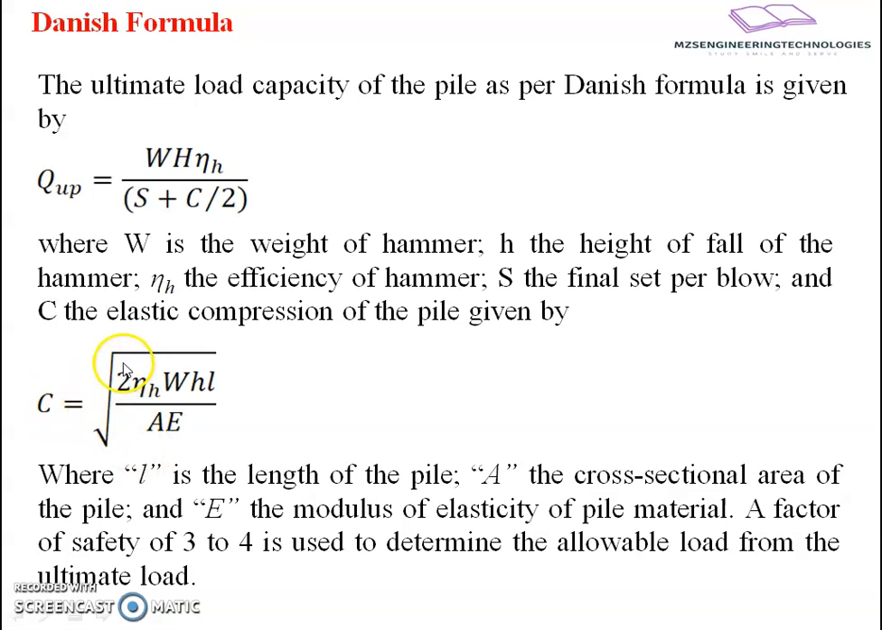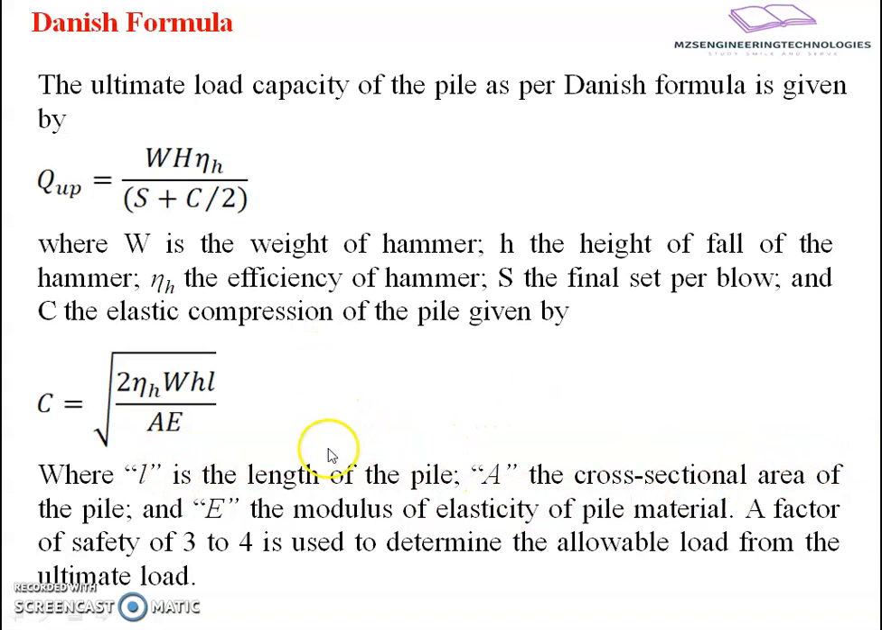So C is equal to under root of 2 eta H W small h into L divided by AE, where 2 is a factor which enhances the value. Eta H is nothing but the efficiency of the hammer. W is the weight of the hammer here. Small h is the free fall height. Small L is nothing but the length of the pile. A is the cross section area of the pile, and E is the modulus of elasticity of the pile.